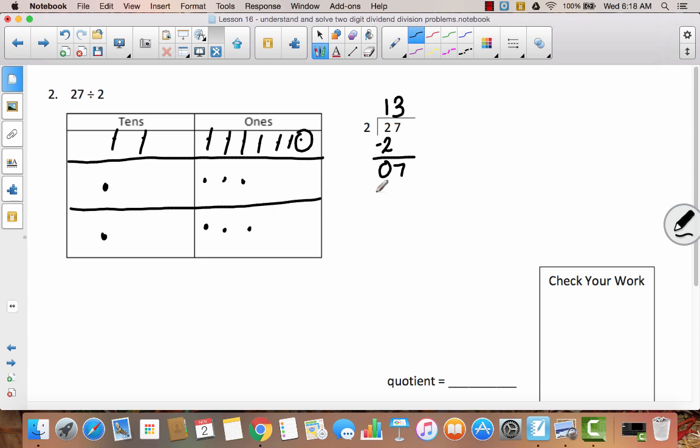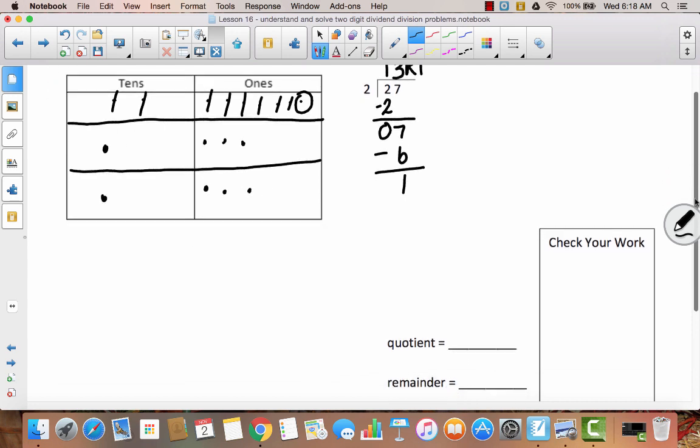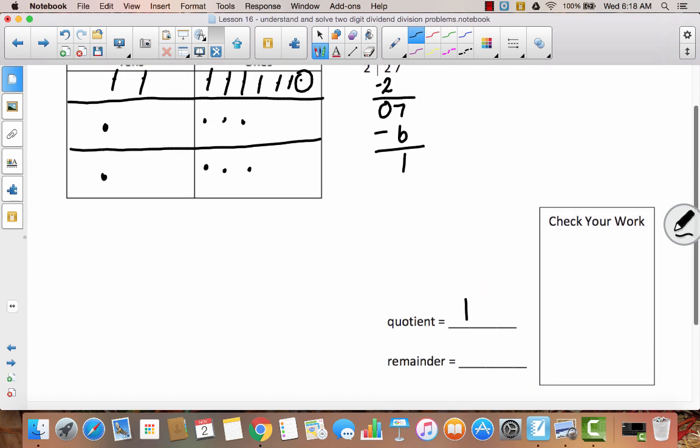I put 3 1s 2 times. So 3 times 2 is 6. So I'm going to subtract my 6 1s, and I'm left with 1. This means that I have a remainder of 1. So this time, my quotient is 13, and I have a remainder of 1.